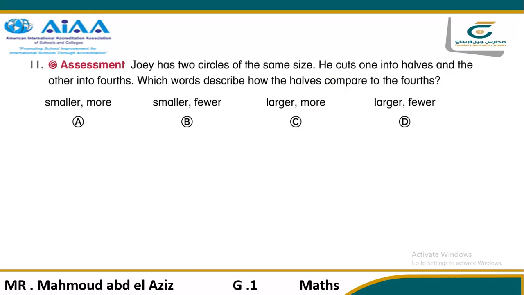Excellent, dear students. Another question here and the last one. Joey has two circles of the same size. He cuts one into halves and the other into fourths. Which words describe how the halves compare to the fourths? Is it letter A, smaller and more? Or letter B, smaller and fewer? Or letter C, larger and more? Or letter D, larger and fewer? Excellent. It will be D. It's larger and fewer.